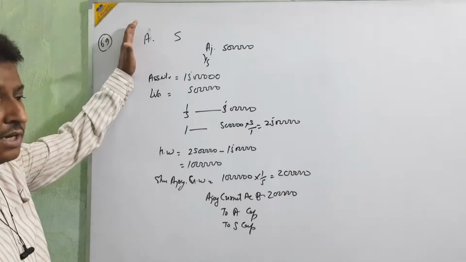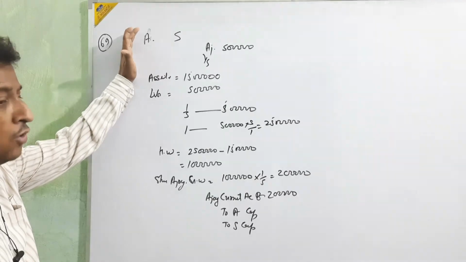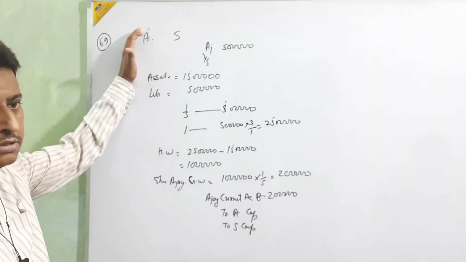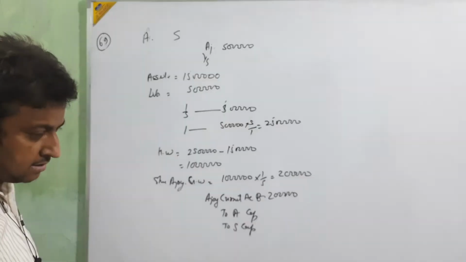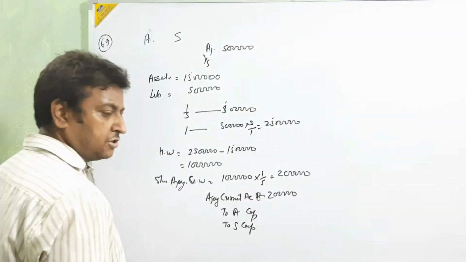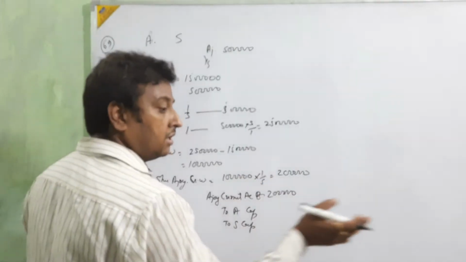What is the ratio? Is the ratio of old partners given or not? See, is the ratio of old partners given or not? No ratio is there? No ratio. Nothing about the ratio. Read the question again.